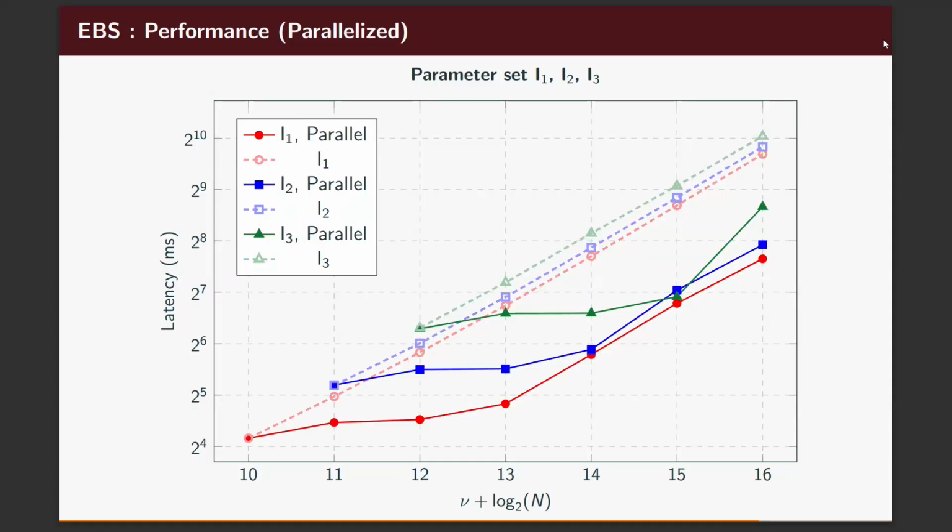So this is the performance result for the parallelized EBS. We can also see that our EBS fully benefits from proper parallelization.